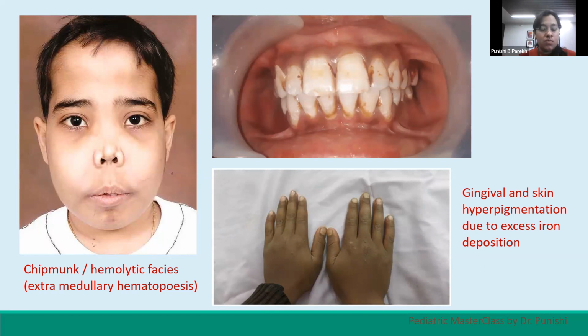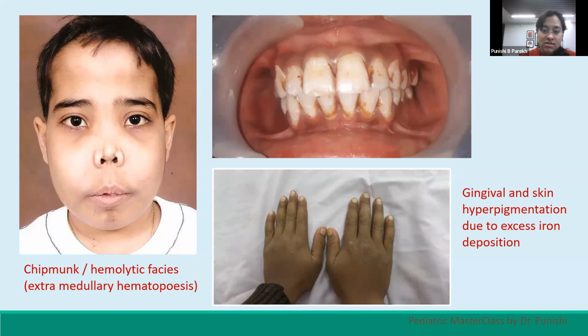Your extramedullary hematopoiesis refers to basically hepatosplenomegaly. Because it's the bones here, it's intramedullary. I'll change this before sending you the videos. But remember, this is what hemolytic facies looks like.